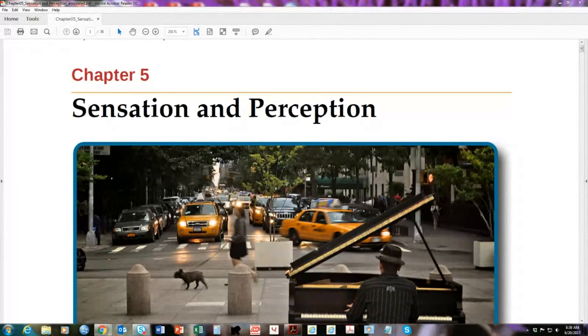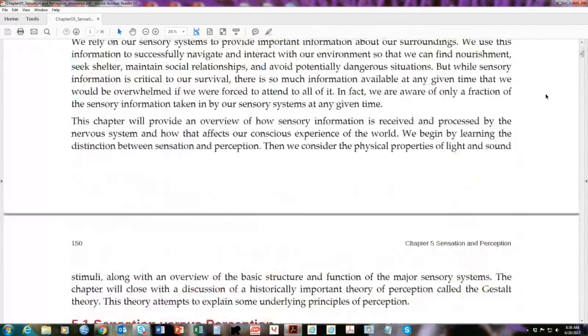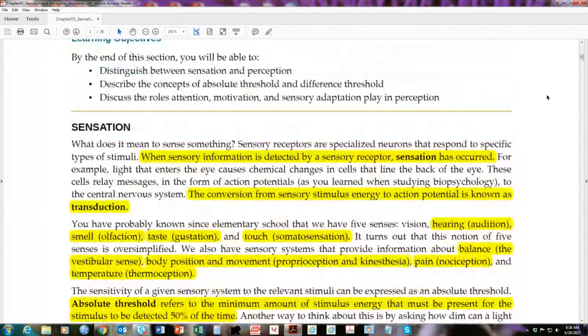All right, this is chapter 5. This is a chapter on sensation and perception. So what I'd like to do is start off with some definitions. The first definition would be sensation. What is sensation? Sensation is really just the detection of sensory information by sensory receptors.